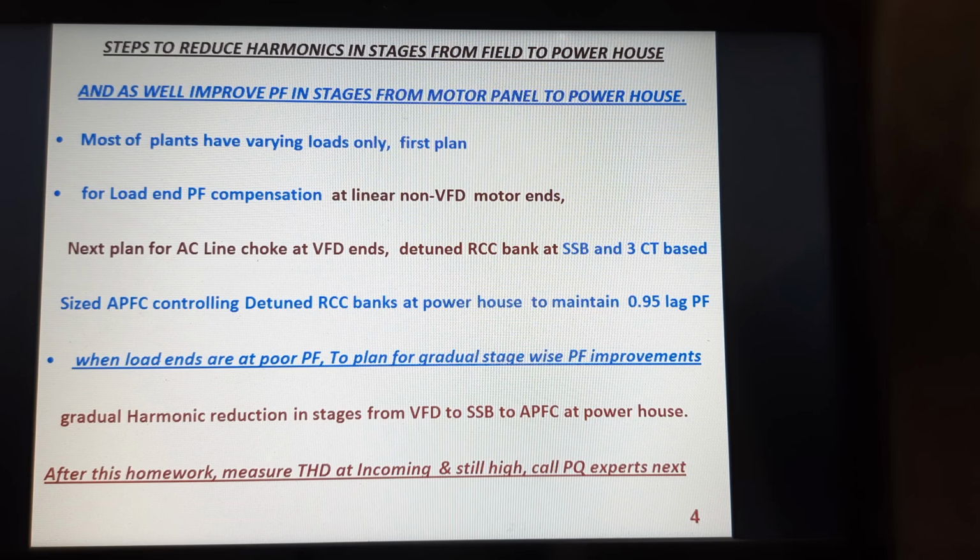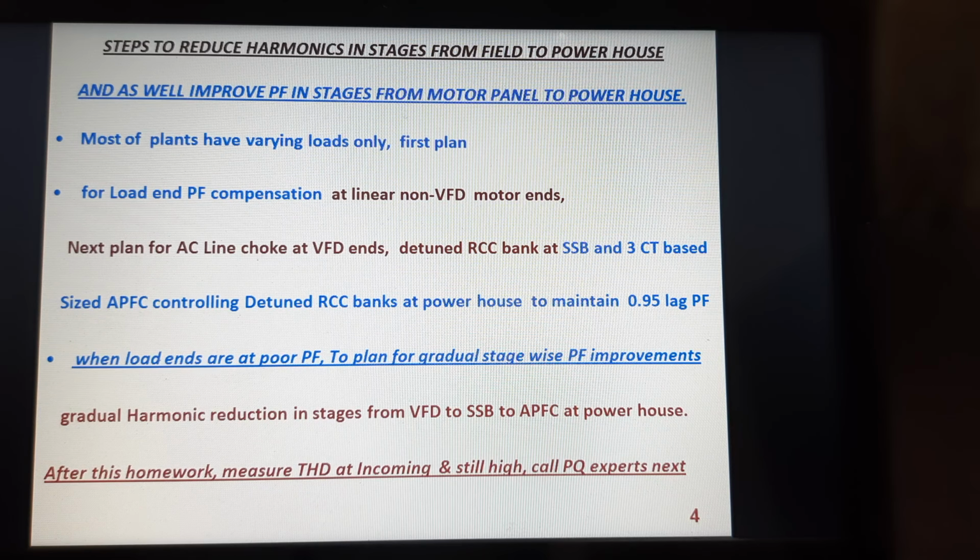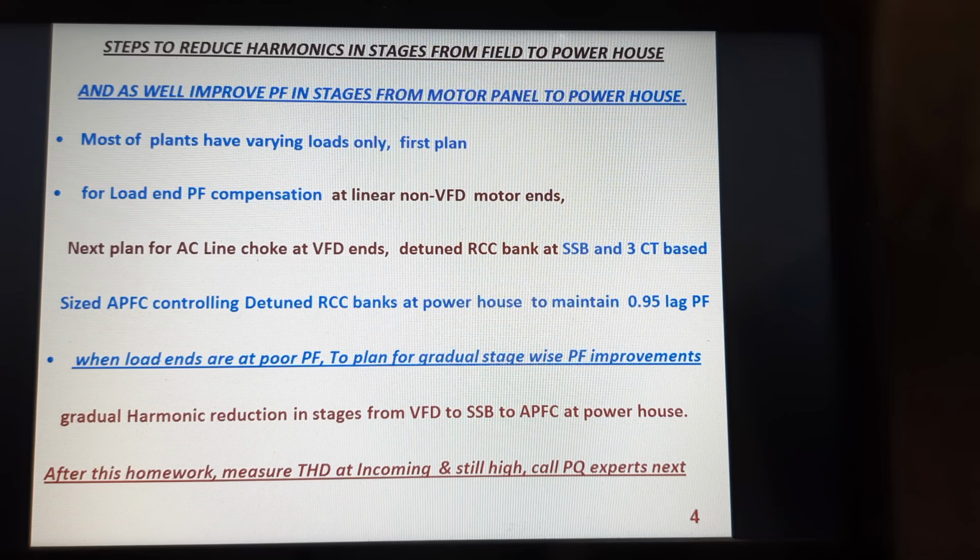When the load ends have poor power factor, plan to gradually, stage-wise improve your power factor from the motor panel to the SSB to the EB side, as well as reduce the harmonics in stages from the VFD to the SSB to the APFC at the powerhouse. After this homework, you measure the THD at your EB incoming, and if it is still higher than the EB norms, then you need to call the power quality experts next and let us address the issue collectively.